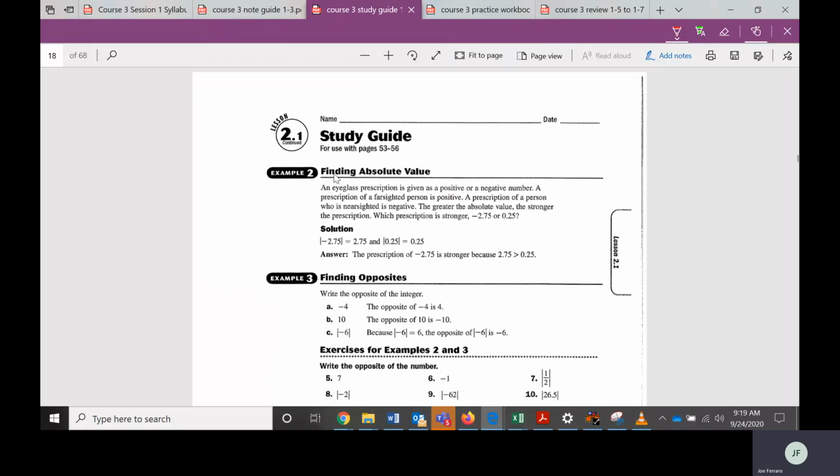Finding the absolute value. Again, they just have a word problem here, and I won't read through the whole thing, take your time, but there's two values, and the bigger the absolute value, the stronger the number is. So they have a -2.75 or a 0.25. So you find the absolute value of both, so the stronger would be the -2.75 because the absolute value is higher. Okay.